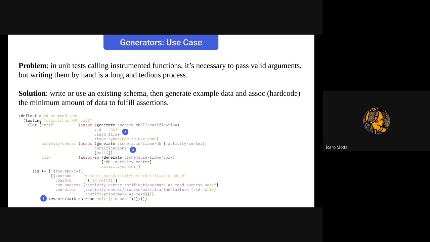Then I generate the activity center itself with the notifications, and then I generate the coeffects, and this coeffect is valid. I'm more certain that mark-as-read is going to be called with a correct implementation. And the point here is that this is what happens usually in Clojure or languages like Clojure.